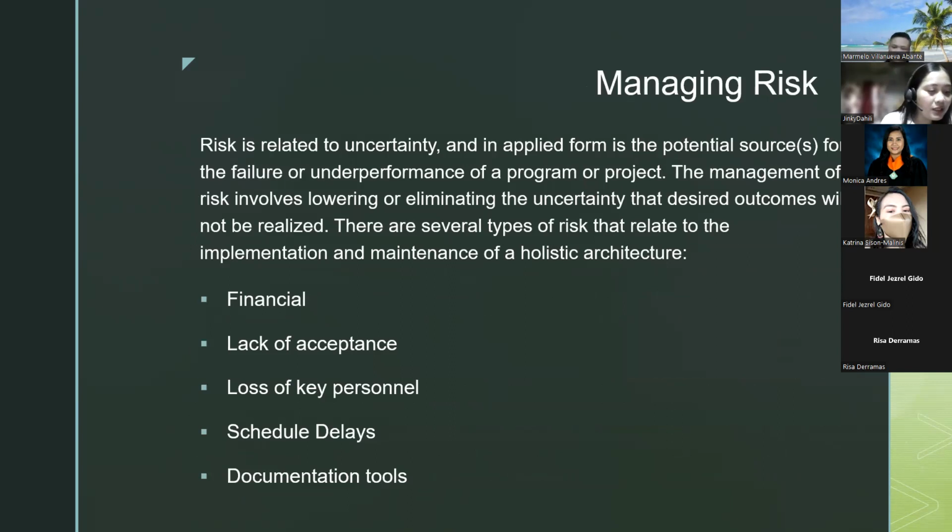So for managing risk, risk is related to uncertainty, and in applied form is the potential source for the failure or underperformance of the program or project. The management of risk involves lowering or eliminating the uncertainty that the desired outcome will not be realized. There are several types of risks that are related to the implementation and maintenance of the holistic architecture.